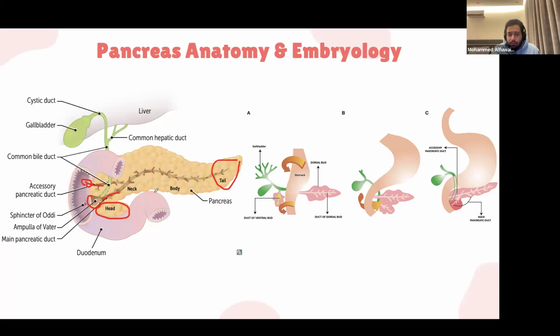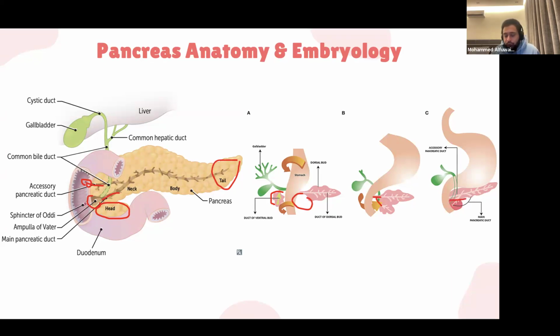Embryologically, there are two diseases I want you to remember: pancreatic divisum and annular pancreas, okay? Basically, you have two buds, ventral and dorsal. The ventral bud starts on the anterior side and rotates around 270 degrees to reach the dorsal pancreatic bud, where it will fuse. Now, the main pancreatic duct will fuse with the accessory pancreatic duct later on, okay?